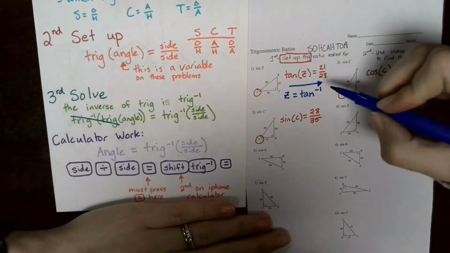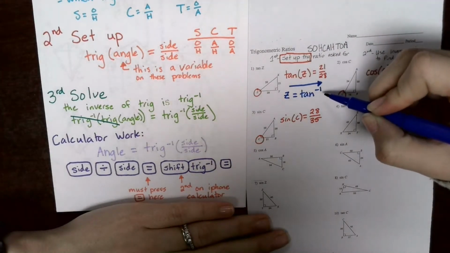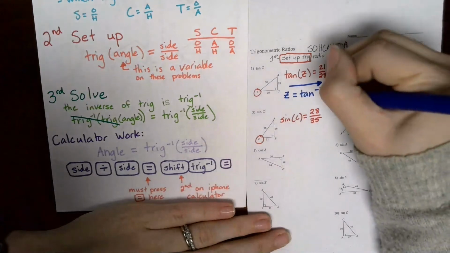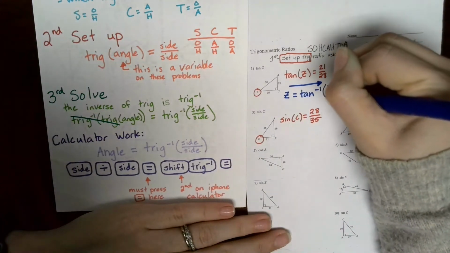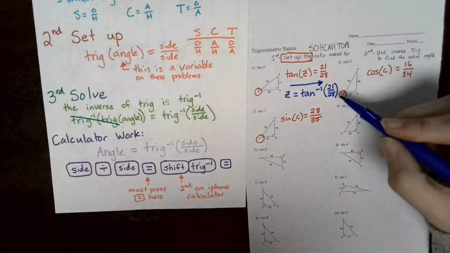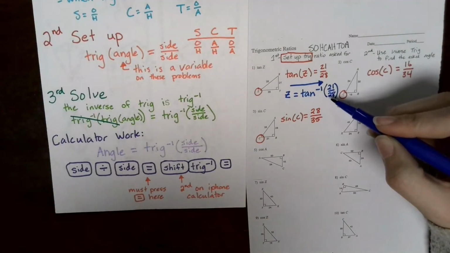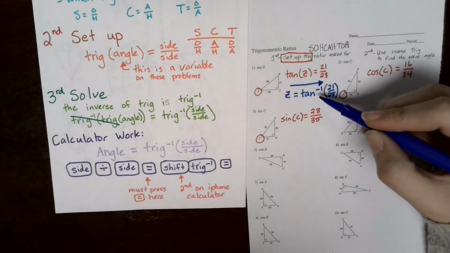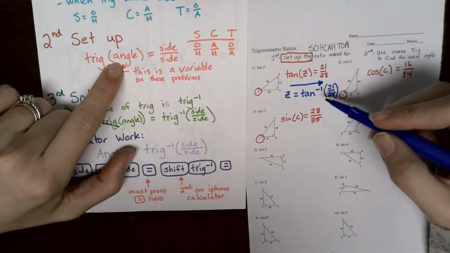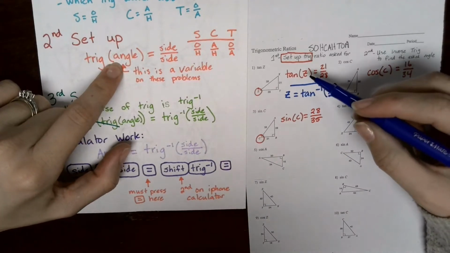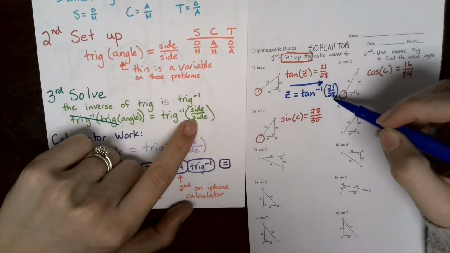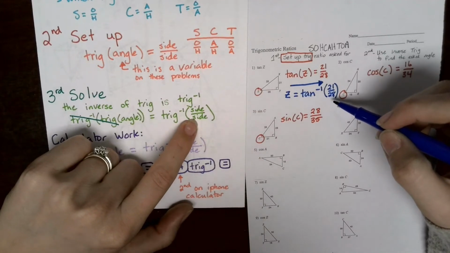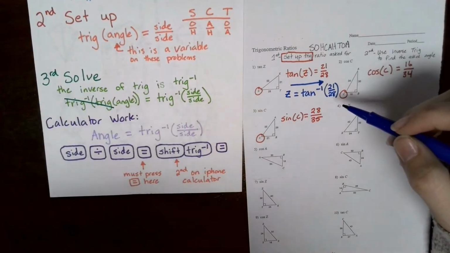Here's how I write inverse tangent. You have to put the -1. Parentheses 21 over 28. So now the sides end up in the parentheses for inverse tangent. For regular tangent, for regular trig, the angle's in the parentheses. For inverse trig, it's the sides that are in the parentheses. And then all we have to do is do it in the calculator.